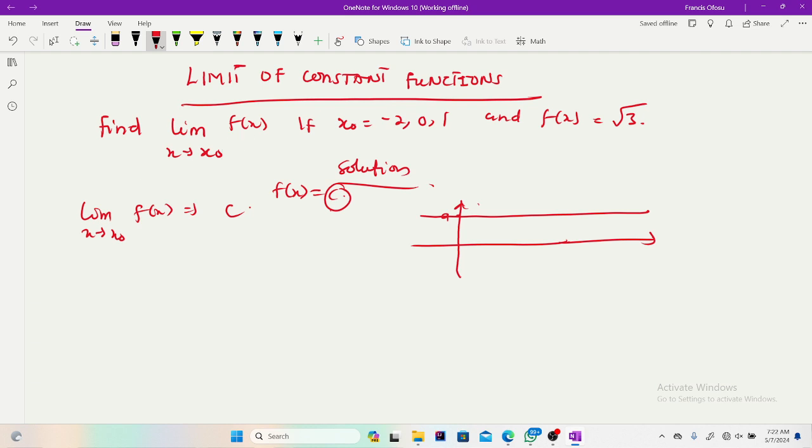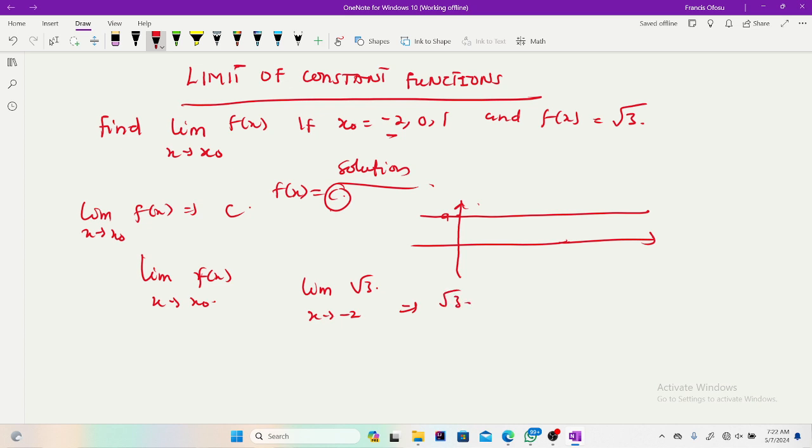So let's see. The problem is to find the limit as x approaches x naught of f of x. So what's f of x? Root 3. So it's the same as taking the limit as x approaches the first x naught value, -2, of the square root of 3. What's the answer? The answer is square root of 3.